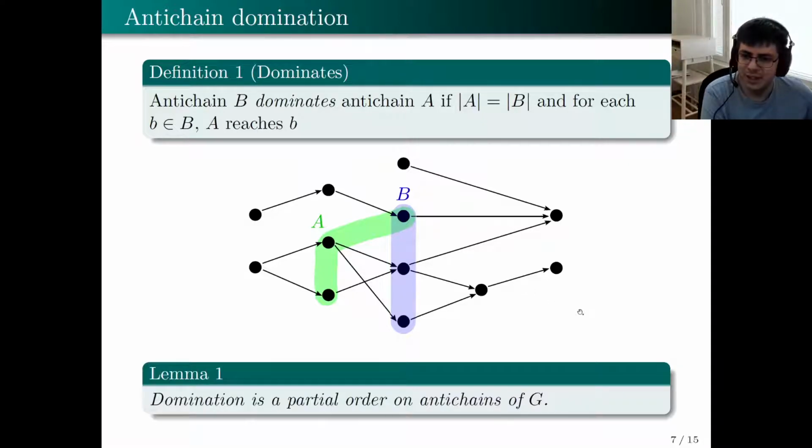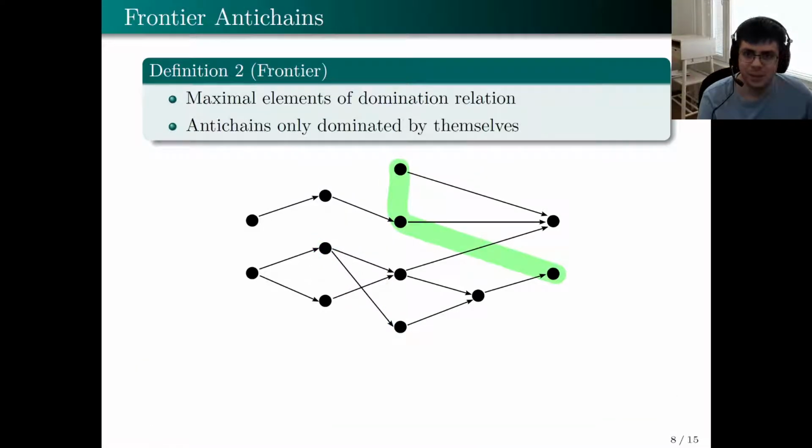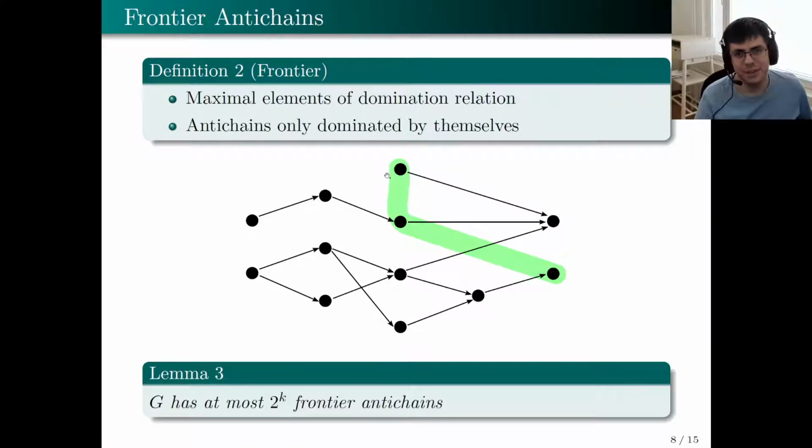We show that domination is a partial order on the antichains of D. As such, we can define the maximal elements of this domination relation as frontier antichains. In other words, frontier antichains are antichains that are only dominated by themselves. We prove that the number of frontier antichains is bounded by a function of k. In particular, there are no more than 2 to the k frontier antichains in a DAG.